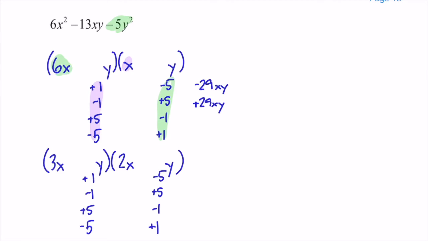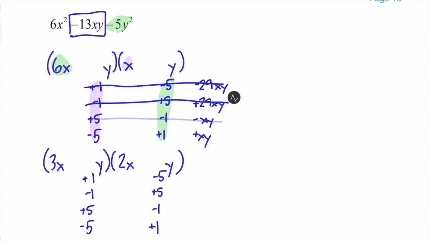Well, that's not my desired negative 13xy. So the first thing I notice is that these numbers are pretty disparagingly far away. That's not going to give me that negative 13. The next one, a 6 and a 5 have a difference of 1. Well, the first one gives me negative xy. The next one's going to give me positive xy. That's not my answer either. So none of these work.